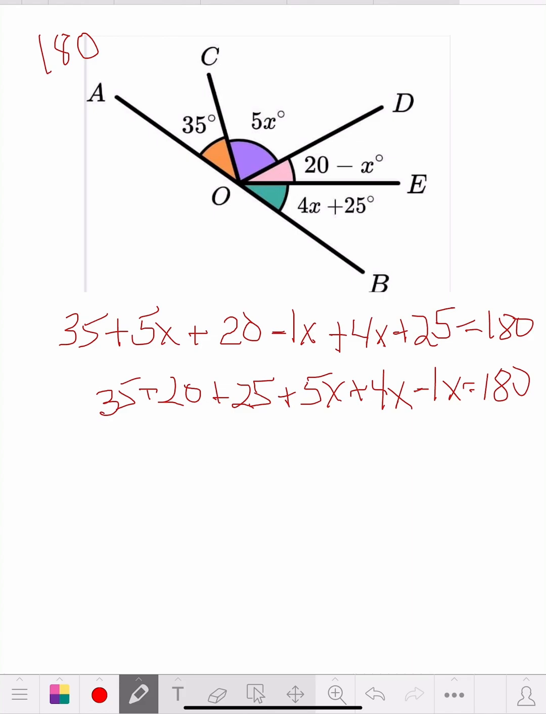So let's start putting it together. 35 plus 20 is 55. Plus 25, that's 80. 80, not x. I don't know why I said that. 80 degrees. Plus, now, 5x plus 4x is 9x, minus 1x is 8x. So we write 8x, and we know that equals 180.